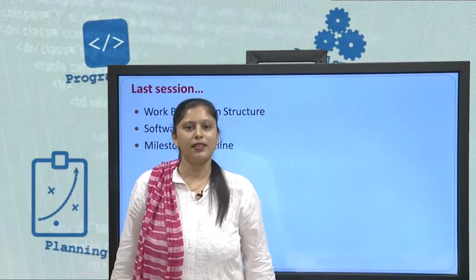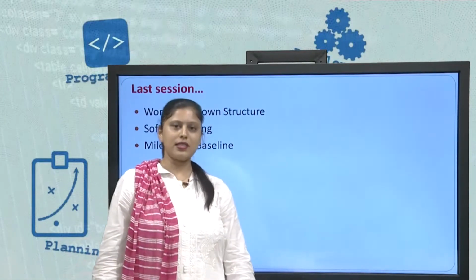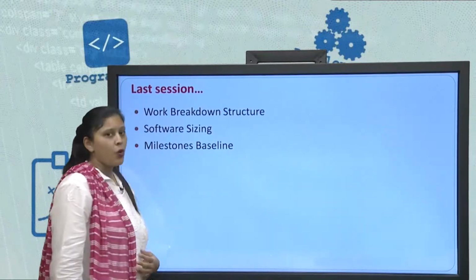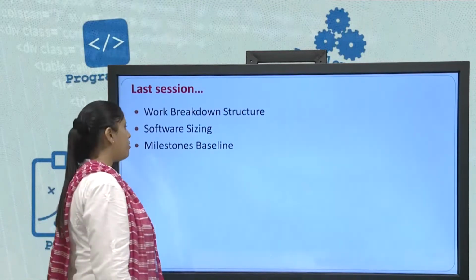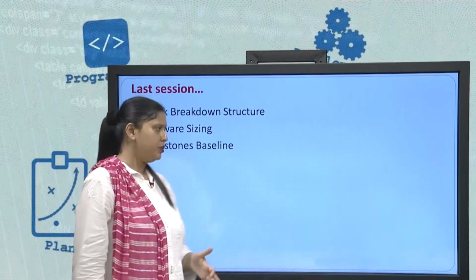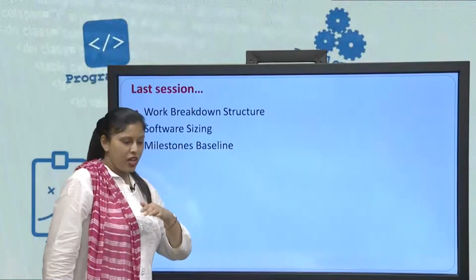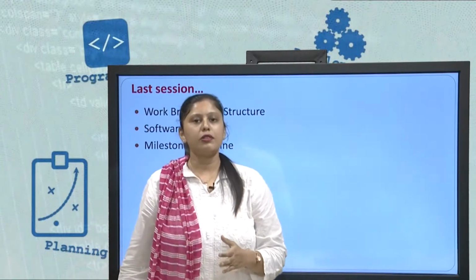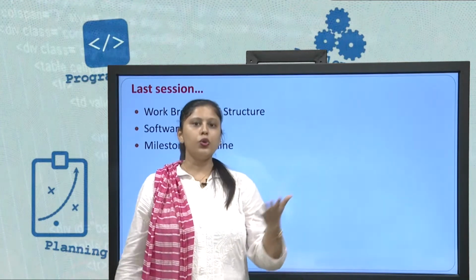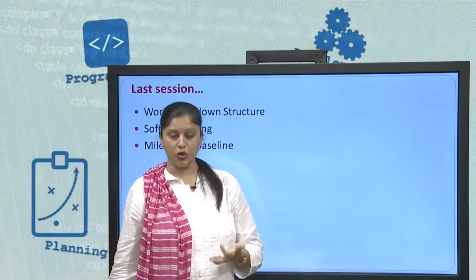Welcome back again. This is Disha Parekh. We had been seeing Block 1 Unit 2, and today we will be seeing the further topics of Unit 2. Last session we saw the work breakdown structure, which we commonly call WBS. Secondly, we saw software sizing, where I mentioned something called FP and LOC, and then we saw milestones and baseline. Today we will be seeing cost estimation techniques, which again includes my software pricing and my software cost.